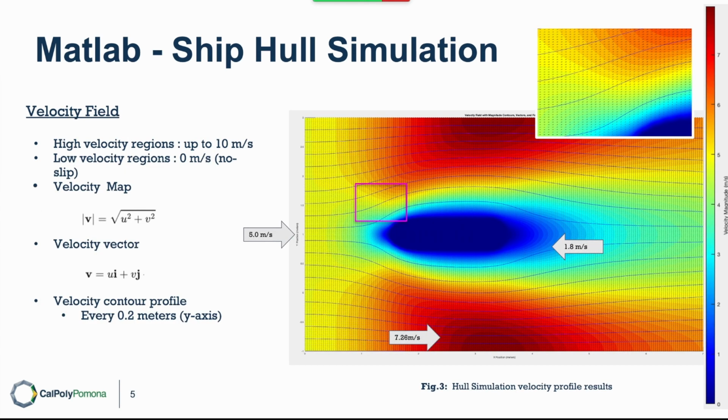After running the simulation, I was able to calculate the vector profile for the velocity of each point around the ship. Knowing the velocity vector, I was also able to calculate the magnitude, and you can see that on the graph. You can see a high pressure region being formed around the sides of the ship. The highest velocity region we measured was 7.26 meters per second. You'll also see a low velocity region behind the ship at 1.8 meters per second.